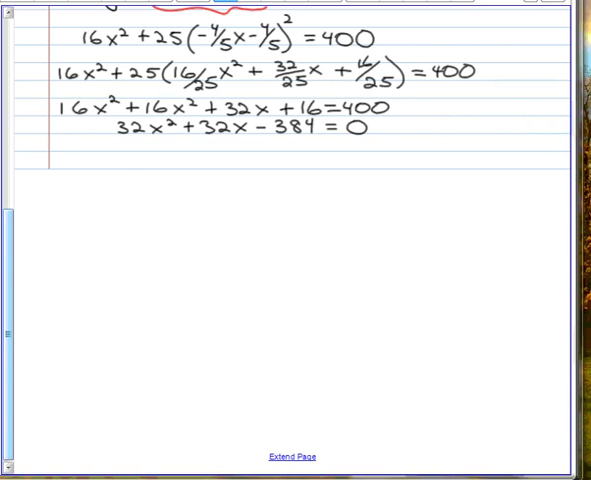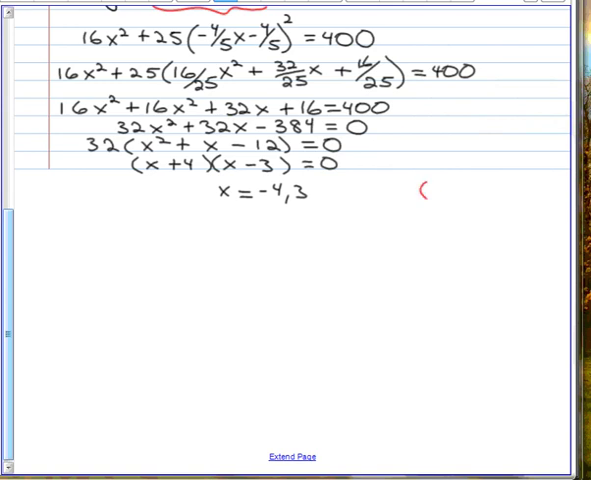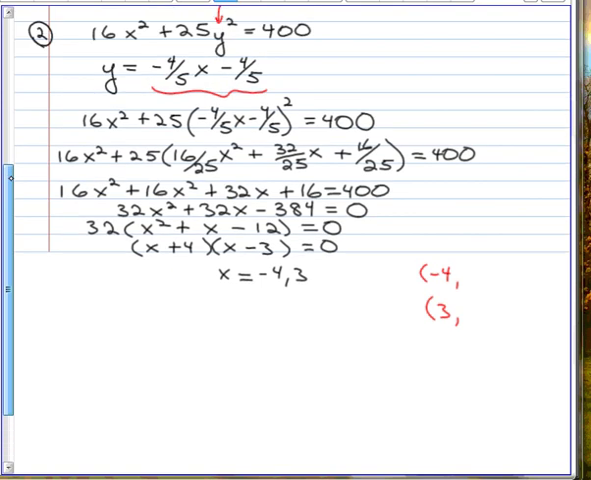Does 32 go into everything? x squared plus x minus 12. Yep. So all I need to try to do is factor this lovely little trinomial. How does it factor? Plus 4, minus 3. So what values of x make it equal 0? Negative 4 and 3. Now that means my solution will have a negative 4 comma something and a 3 comma something. So we'll just need to go back and figure out the y that goes with it.